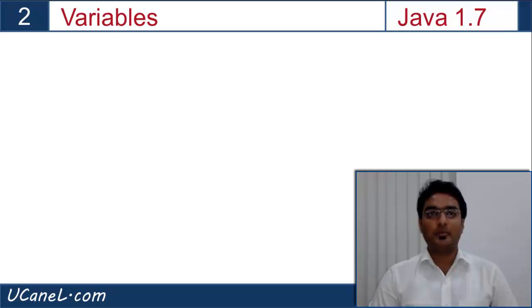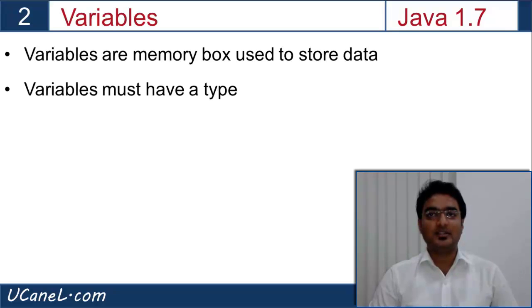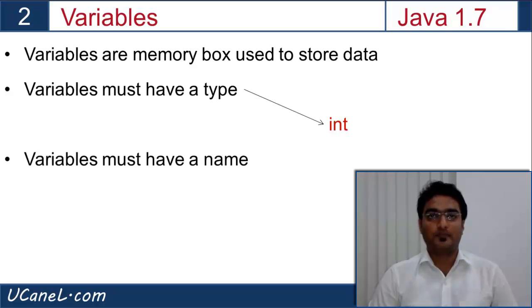Variables are memory boxes used to store data. A variable must have a type which defines whether the data is a number or string, etc. And a variable must have a name to refer to it. For example, count is the name to refer to a memory space of type integer. Then you can initialize or assign it a value.